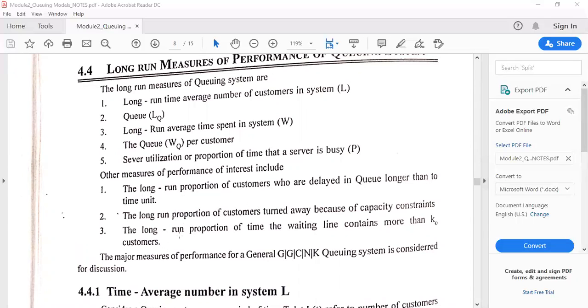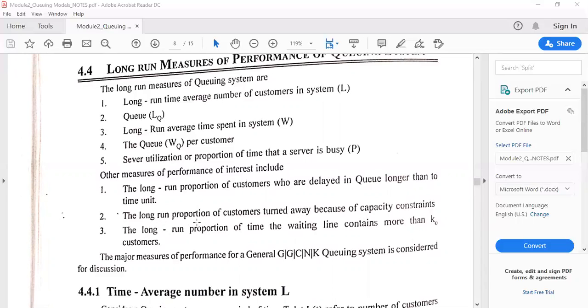Next, we have the long run proportion of customers who are turned away because of capacity constraints, right? Due to some capacity constraints, we can have customers who are waiting in the queue and finally they just leave the queue and go. That is called being turned away.